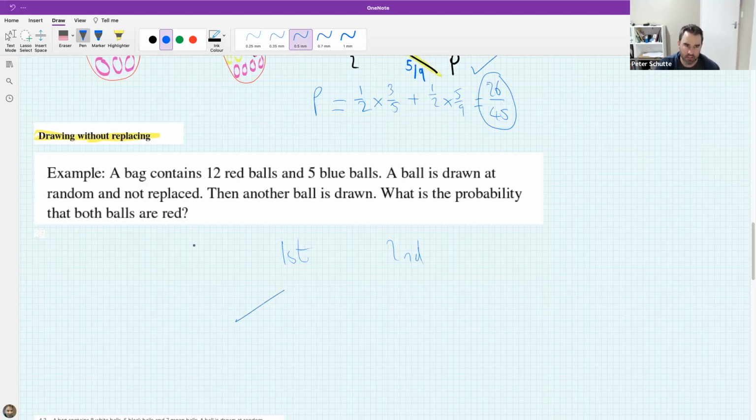Okay, so let's do this one together. A bag contains 12 red and 5 blue. A ball is drawn at random and not replaced. Then another ball is drawn. What is the probability that both balls are red? Now, the important bit is it's different because it's not replaced. But on the first throw, what are my two choices? On the first choice, what are my two choices?